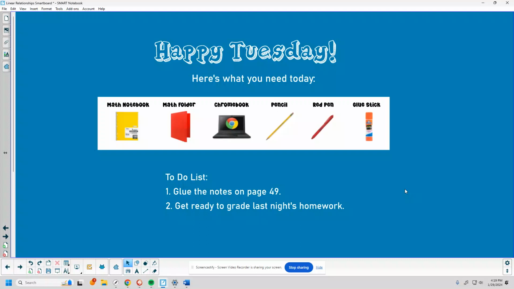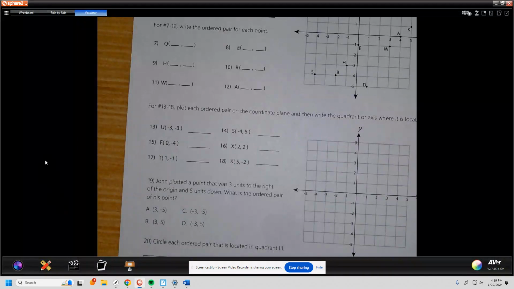Hi guys, we are going to go on with business as usual, even though I'm not here this morning. So you should have your notes glued in on page 49, or if you're in second period, I think you're on a different page number. But you guys know what page number you should be on, so get those glued in, have last night's homework out. You can pause this video if you need more time, but I am going to move on to start grading the homework.